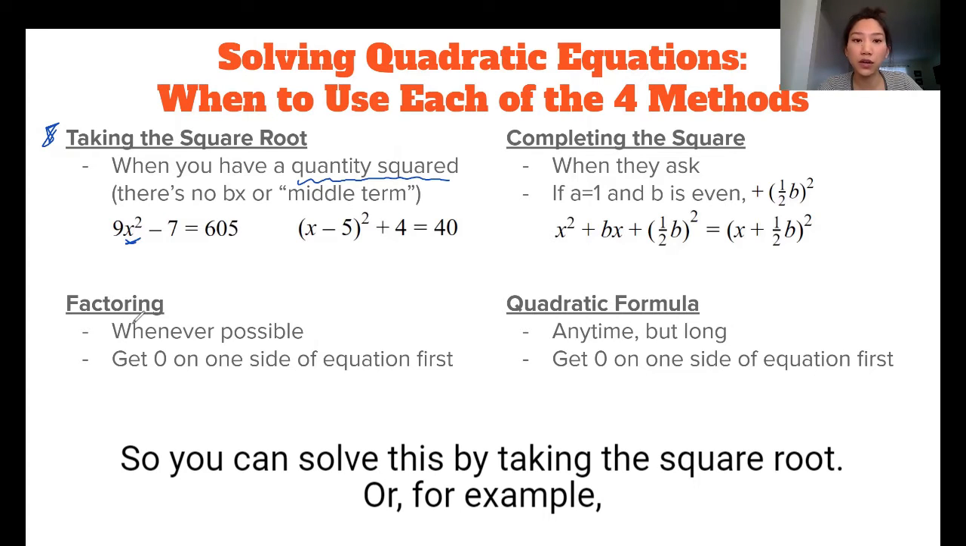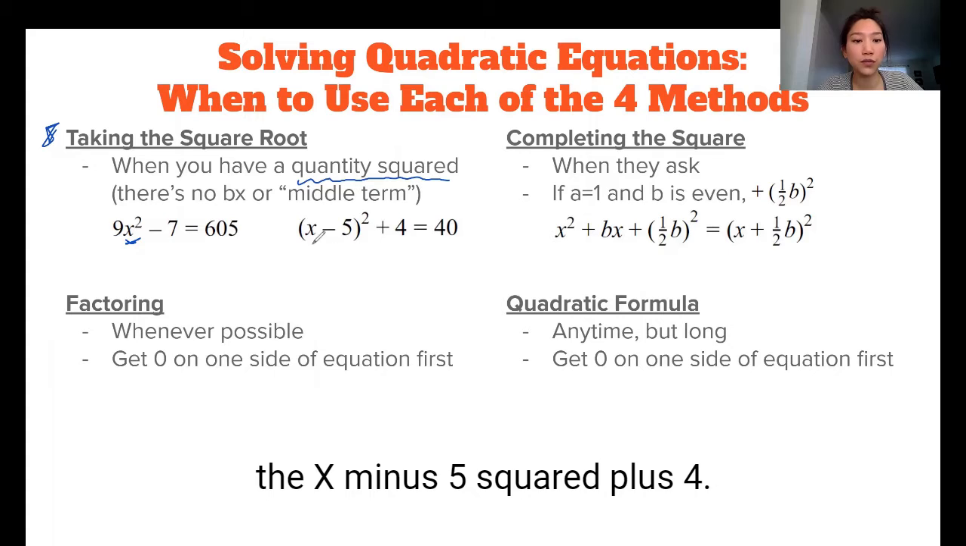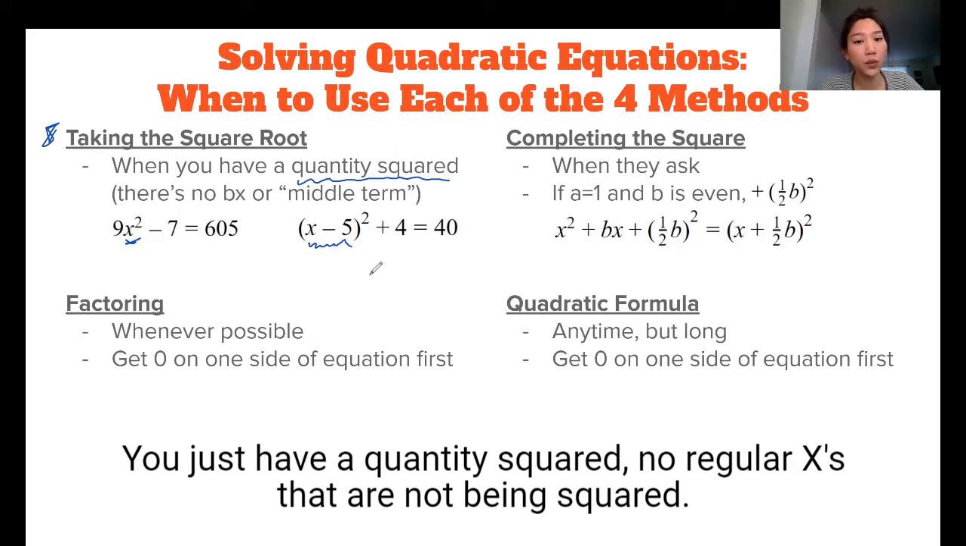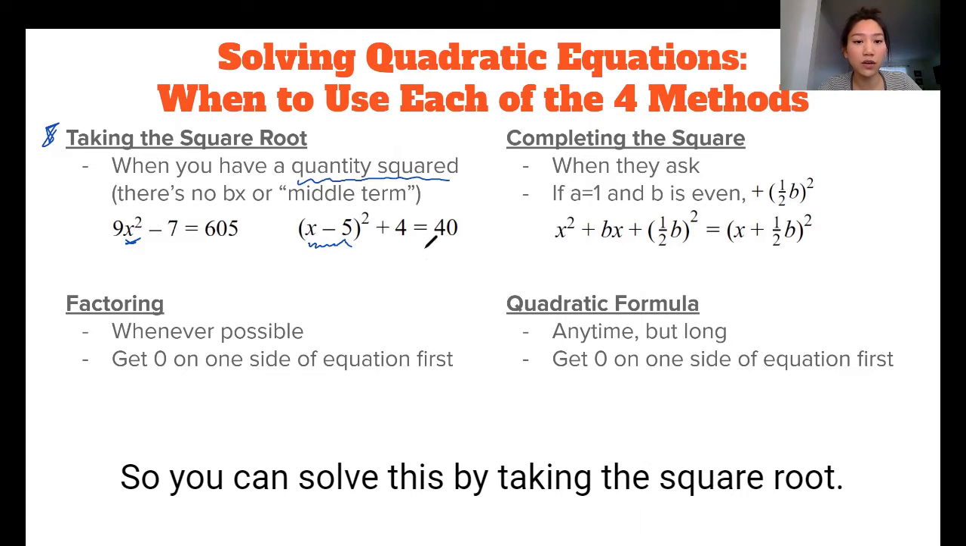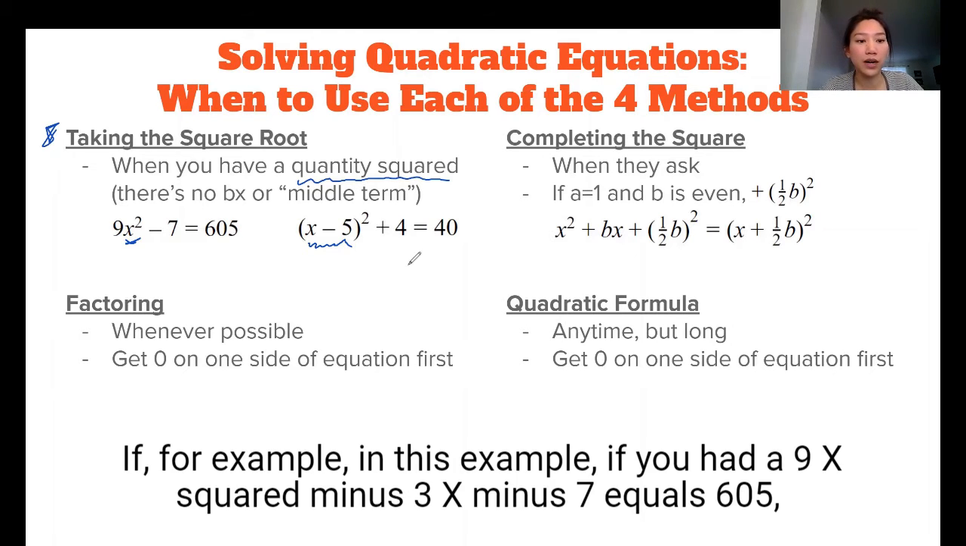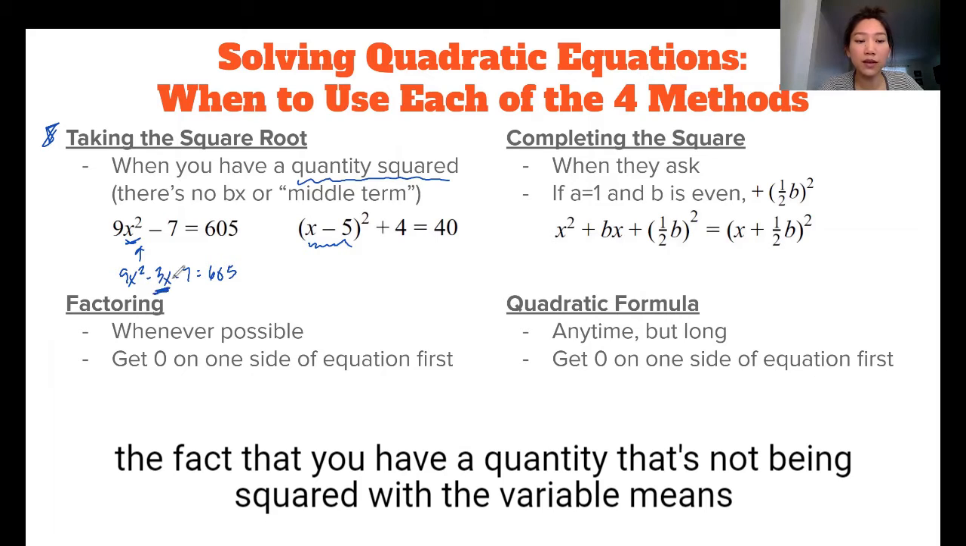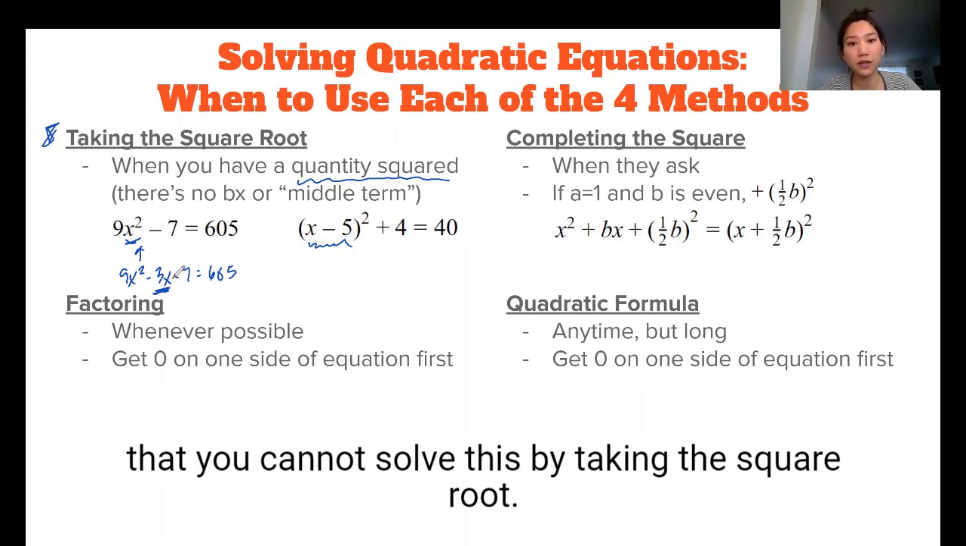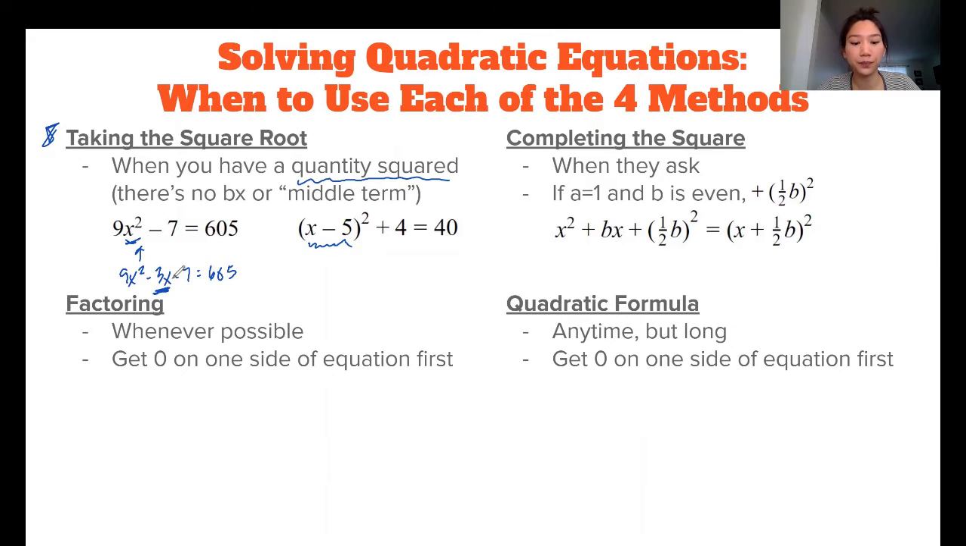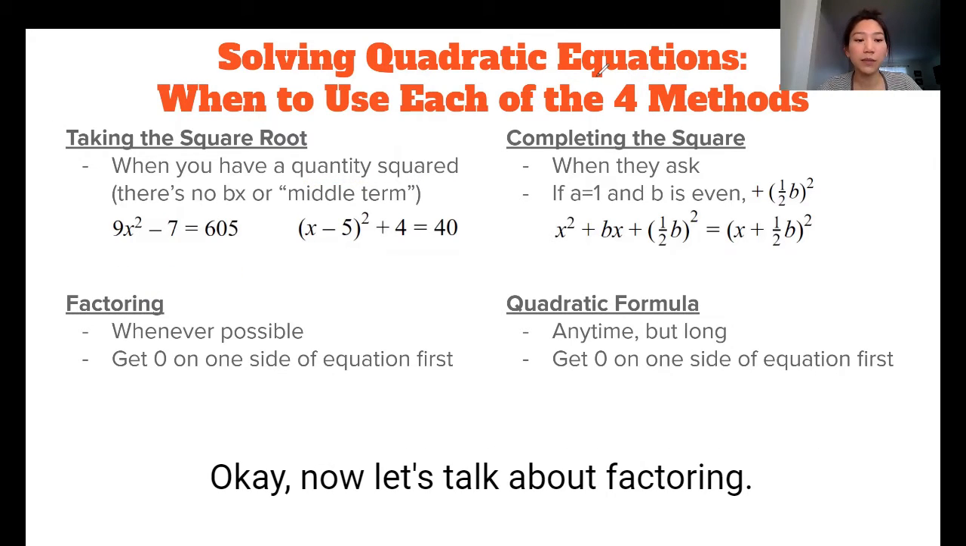So you can solve this by taking the square root. Or for example, (x minus 5) squared plus 4. You just have a quantity squared, no regular x's that are not being squared. So you can solve this by taking the square root. If, for example, you had 9x squared minus 3x minus 7 equals 605, the fact that you have a quantity that's not being squared with the variable means that you cannot solve this by taking the square root. Okay, now let's talk about factoring.